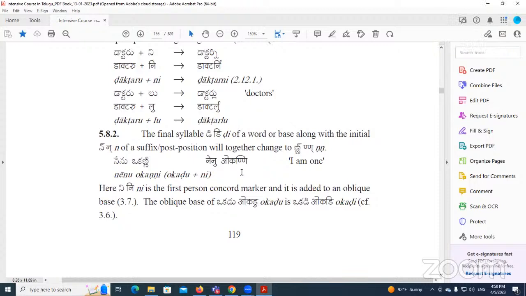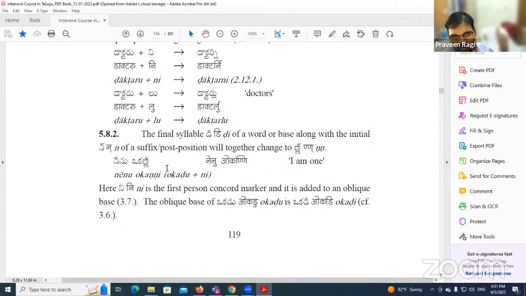If it's without any gender, I would just say okaru. Okkadu, yes, perfect. So Okkadu, if you want to say I am one person, the meaning will be Nenu Okkadu plus ni suffix. That ni sound, where did we get it from? It is related to nu, ni. So here we use the ni suffix.